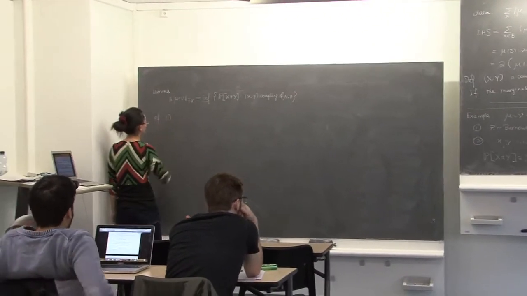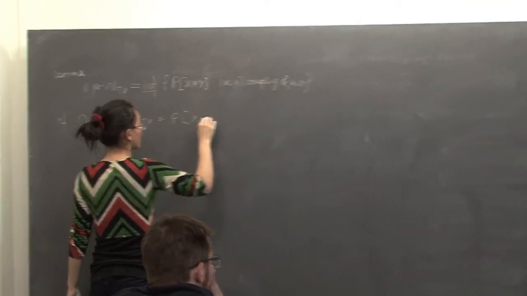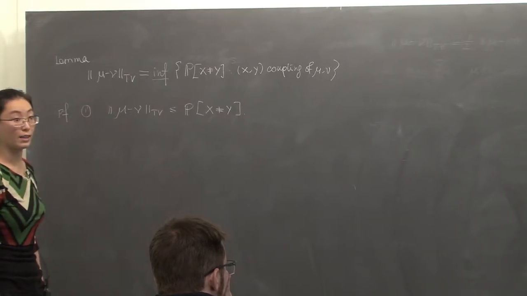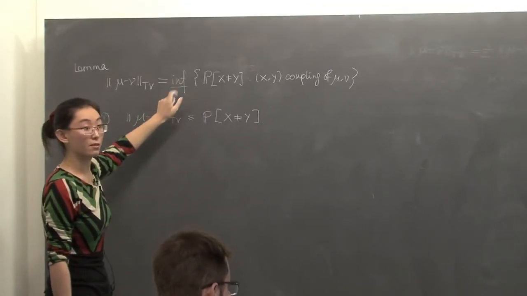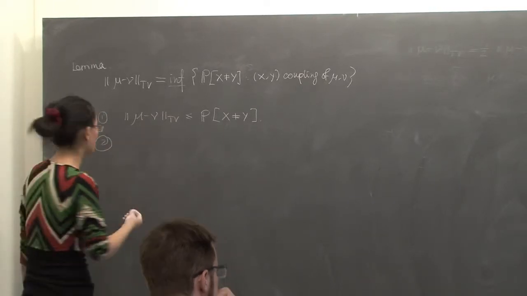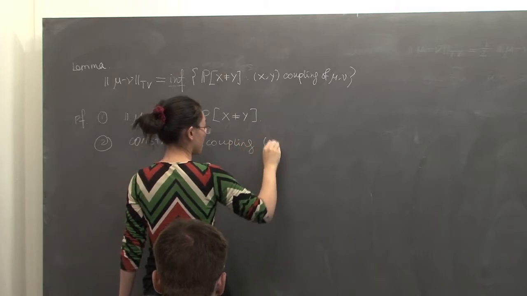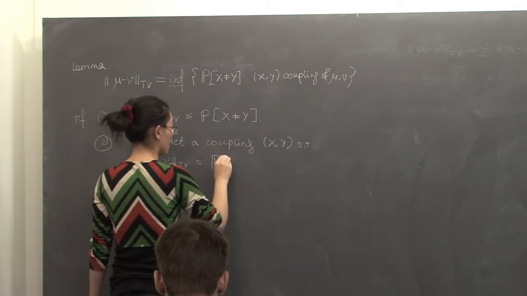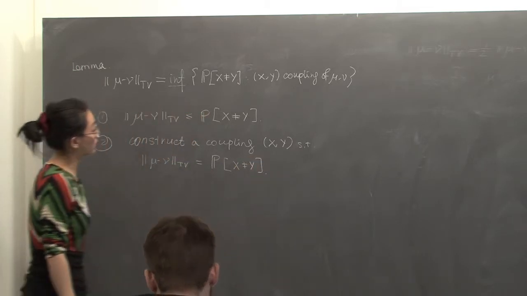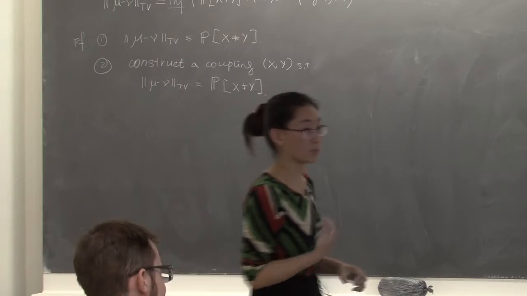Okay, so the first part of the proof. Clearly we have two steps. The first step is we show that the total variation distance is less than this probability for any coupling. After we prove the first step, we know that the total variation distance is less than this infimum. And the second step, we need to show that we can construct a coupling such that the total variation distance equals this probability. After the two steps, we can reach the conclusion. So this is the second way to characterize the total variation distance.